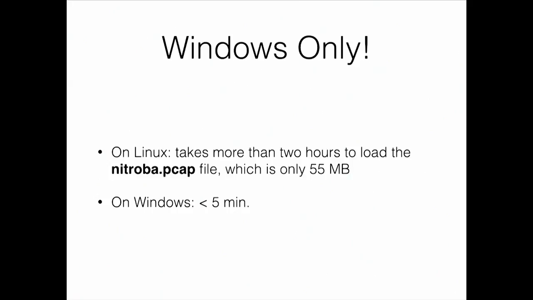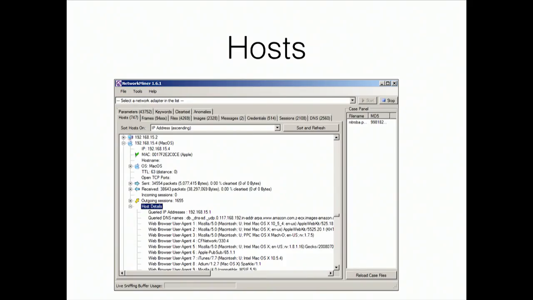It uses .NET, and apparently they found some .NET port to Linux that runs 100 times slower. I don't know why they even pretend. Anyway, so you install it on Windows, and then you can open a file. I'm using a famous forensic file called nitroba.pcap. It's been around for a decade or more. It's a standard one used for network forensics.